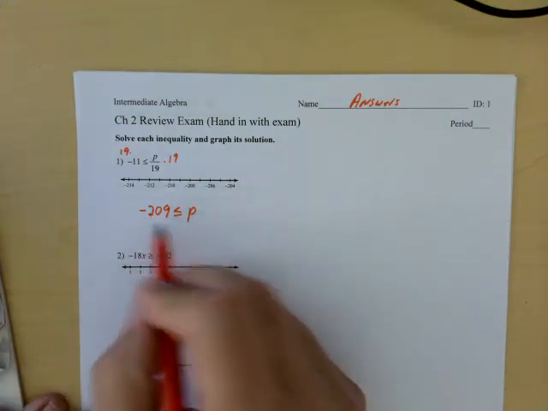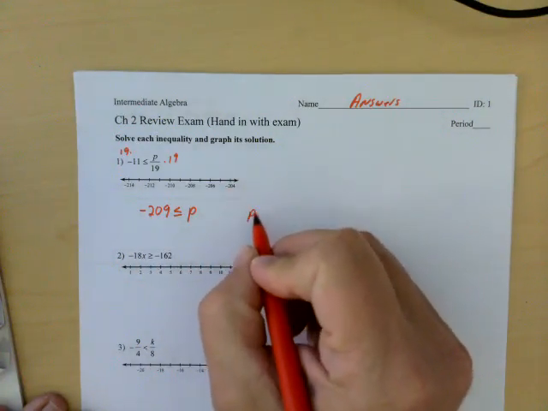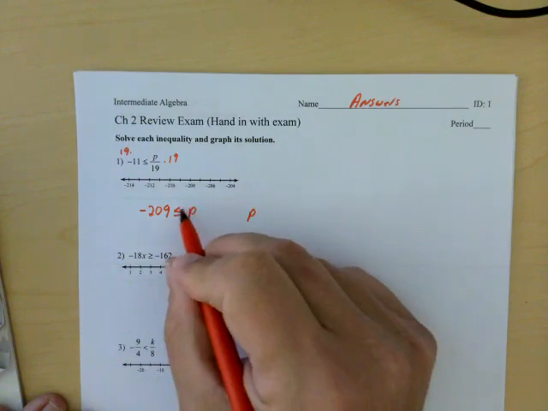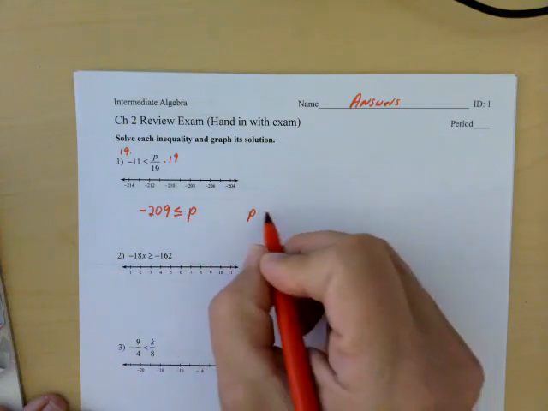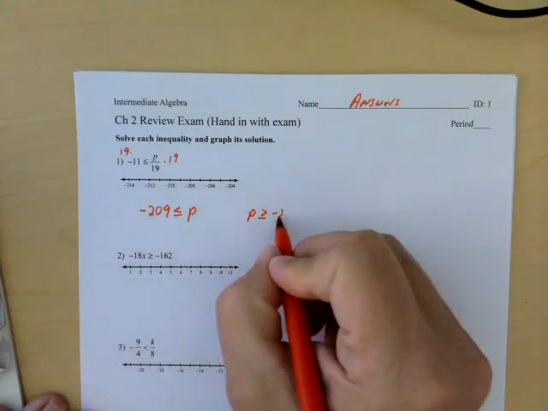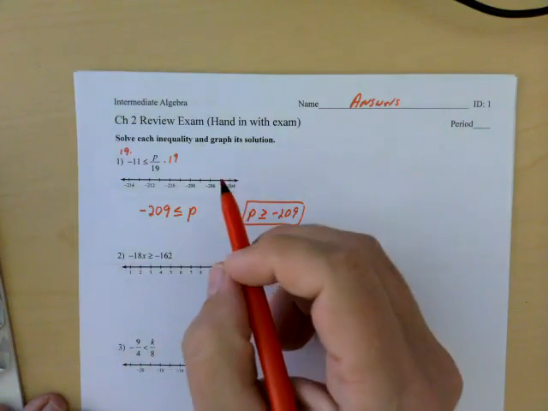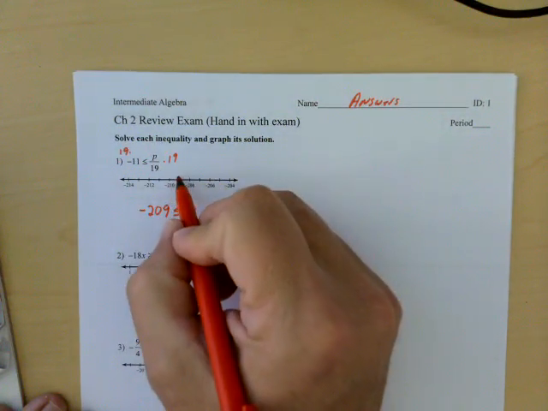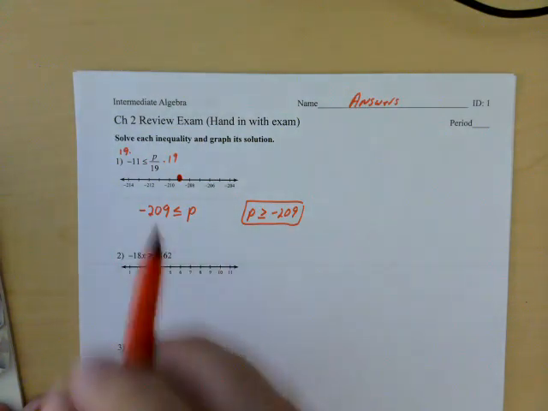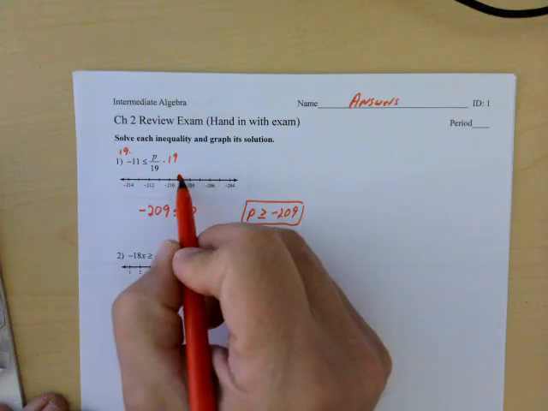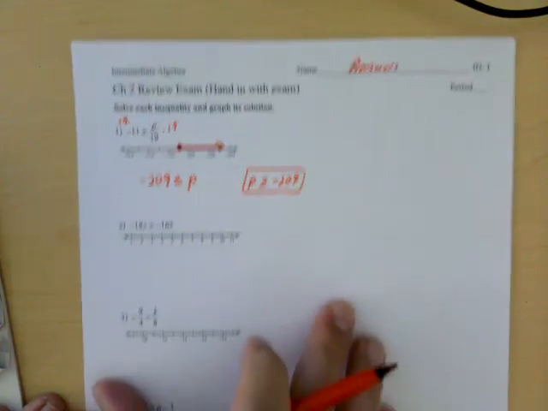Some people struggle with understanding what this means, so you can rewrite it and put the p on the left, but you have to read left to right. P is greater than or equal to negative 209. When it's in this form, it's a lot easier to understand what the number line looks like. So closed circle at negative 209, and we're dealing with all the points that are greater. Okay, so that's all you have to do. That's all you have to show.